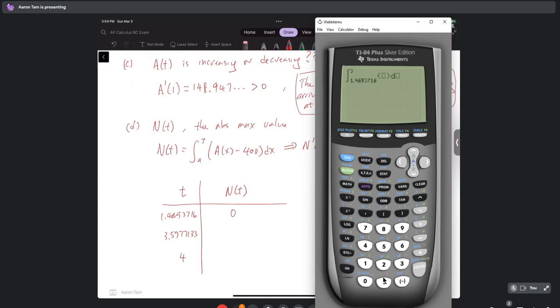But next one is 3.5977133, and the function that we have is A, which is 450 multiplied by radical sine of 0.62x close parentheses. That's A, but I have the minus 400. And then I have the x as my variable. Done. So this gives me 71.2541287.